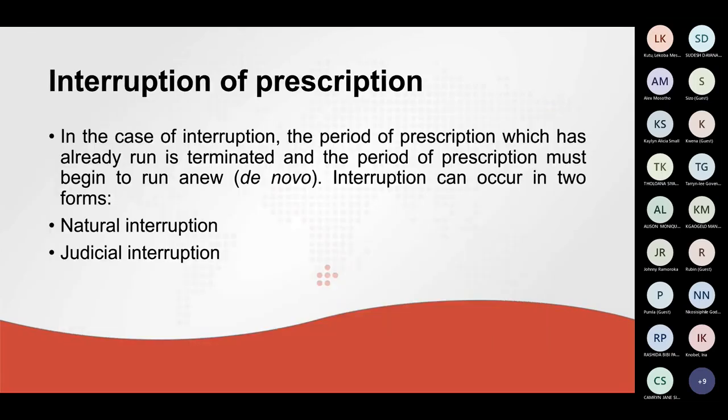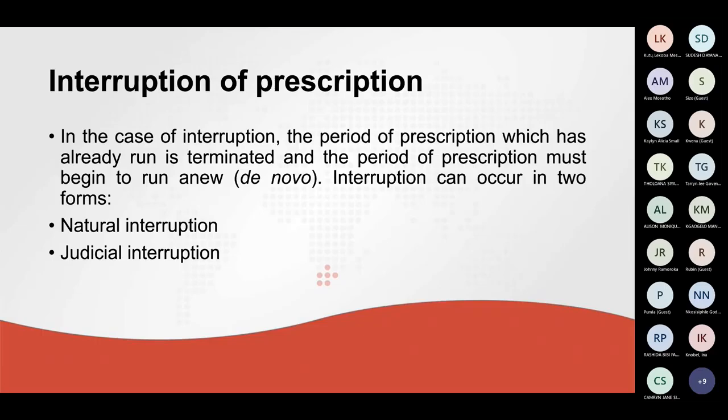And with regard to the interruption of prescription, now prescription can be interrupted. In the case of interruption, the period of prescription which has already run is terminated and the period of prescription must begin to run anew. Now, interruption can occur in two forms, namely natural interruption or judicial interruption.